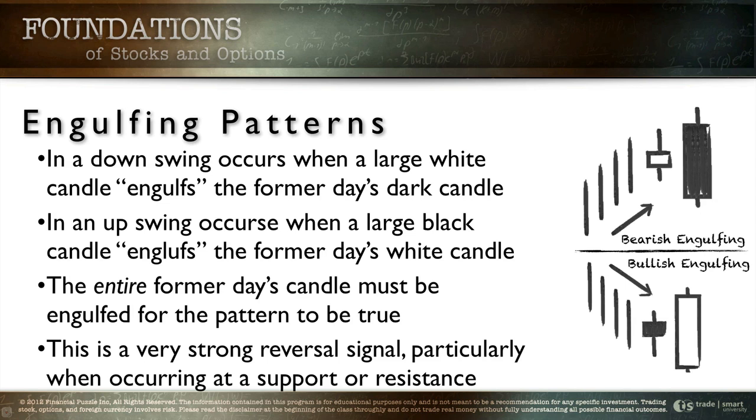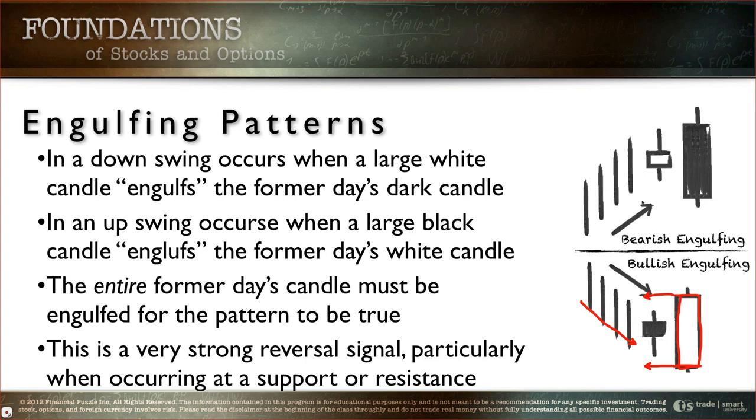The engulfing pattern is going to happen during a downswing or an upswing, depending on which one you're looking at. But in a downswing, it's going to occur when you have a white candle that totally engulfs the former day's dark candle. Again, you've got the black-white alternating. The first day is going to be a small little spinning top here. Second day will actually gap down, and we will totally engulf the preceding day's small spinning top candle. In the case of the bearish engulfing, that's the bullish engulfing.